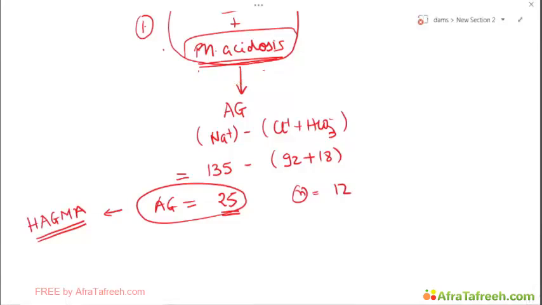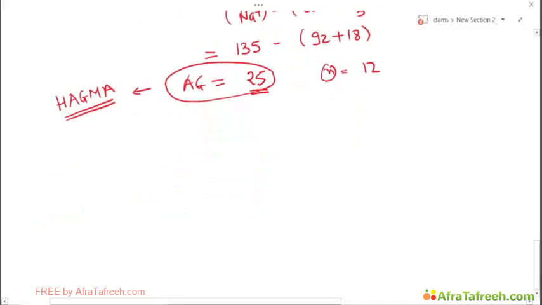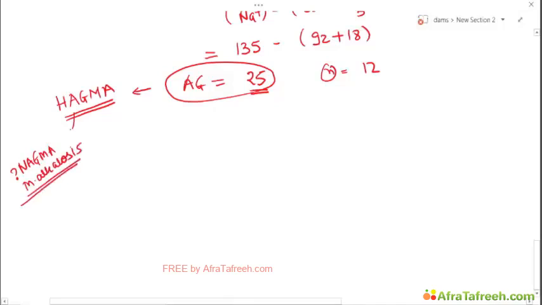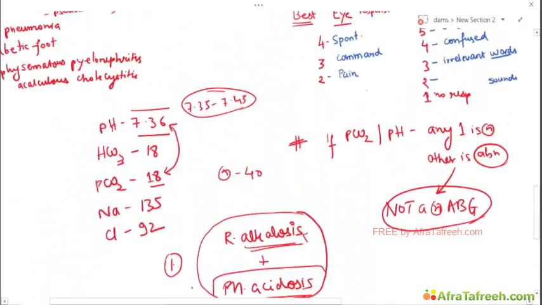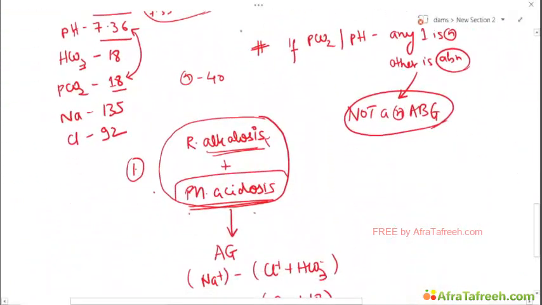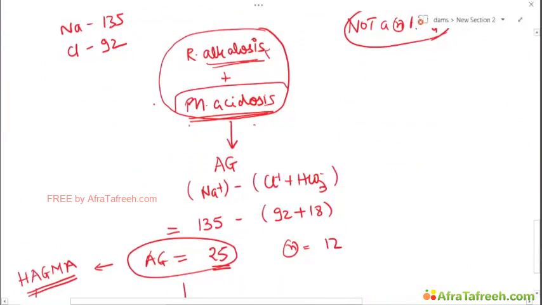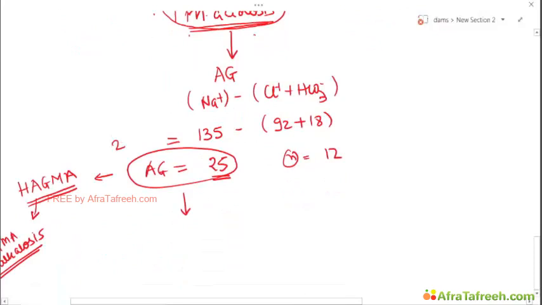Whenever you find a high anion gap metabolic acidosis, that does not mean that there is only high anion gap metabolic acidosis. There could also be associated normal anion gap metabolic acidosis or metabolic alkalosis because of some associated pathophysiologic entities. So you need to look for that also. So this is step 1. Next we diagnose this as metabolic acidosis. So this is step 2.